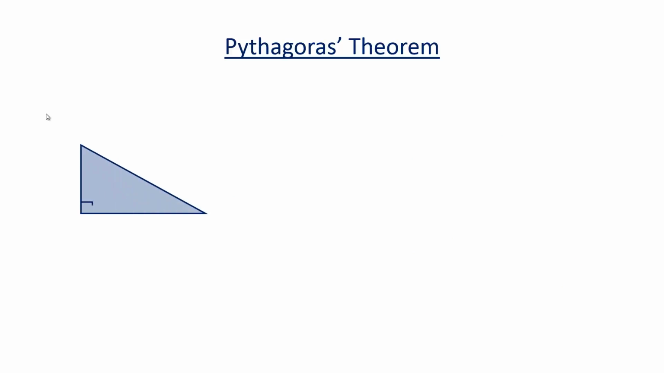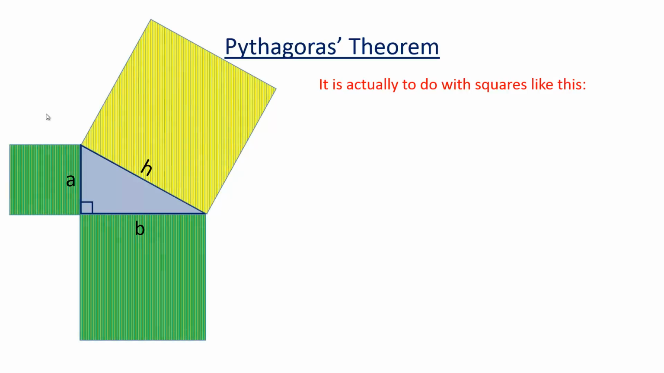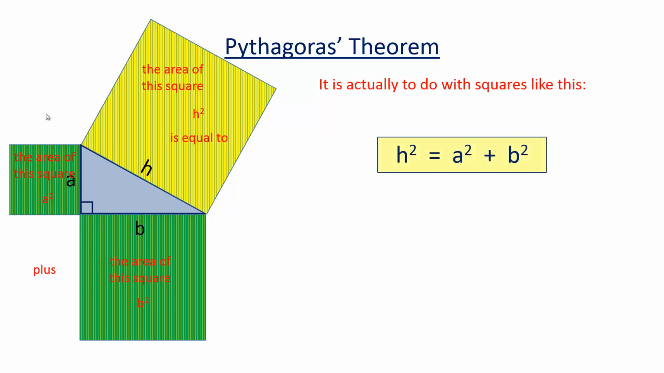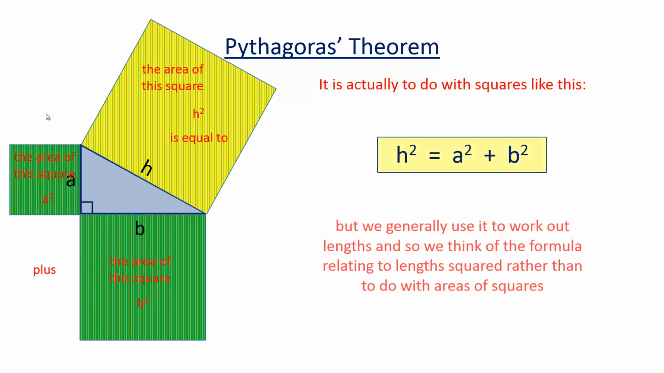Okay, let's have a look then. So there's our right angle triangle. Now, Pythagoras' theorem is actually to do with squares like this. Have a look at these squares then. What it actually says is that the area of this square is equal to the area of this square plus the area of this square. H squared is a squared plus b squared. But generally, we use it to work out lengths. And we think of the formula as relating to lengths rather than areas of squares, particularly in the work we're doing preparing for the exam.